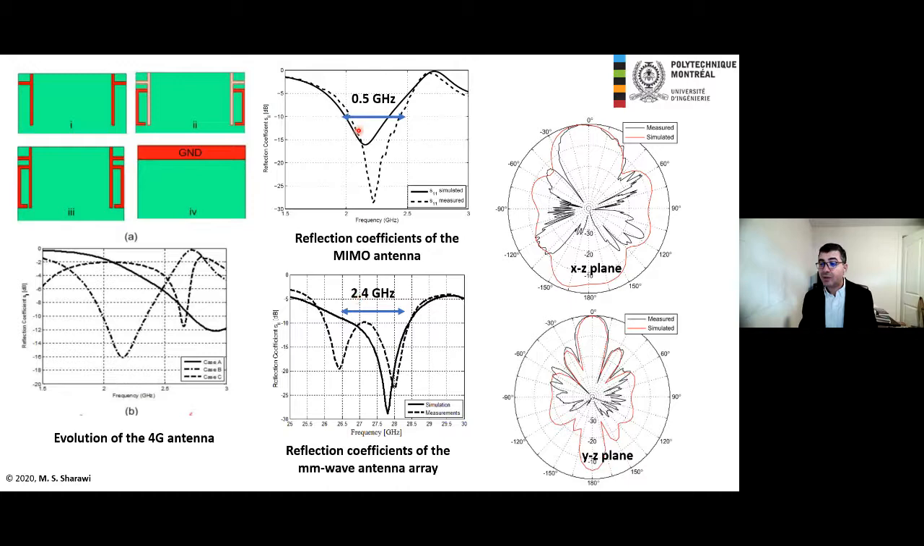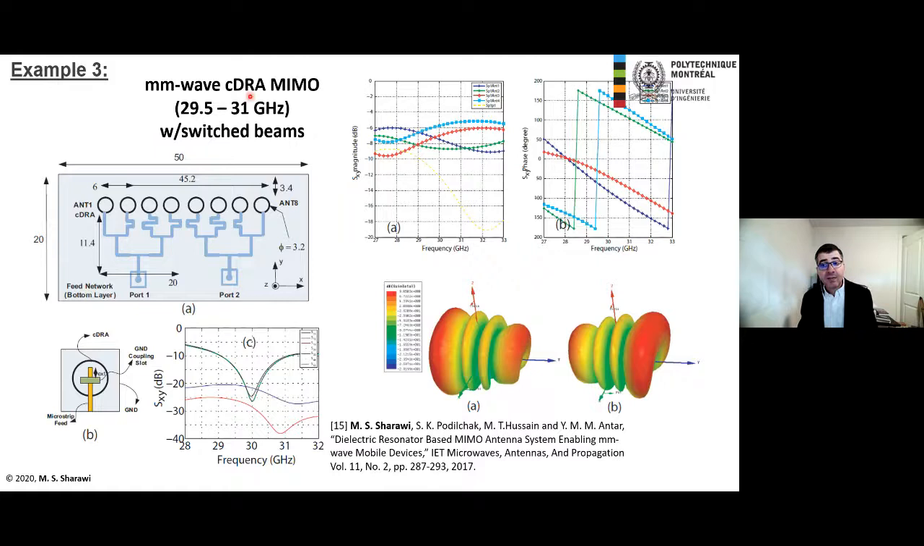Another example at millimeter waves was using DRAs. And as we all know, DRAs are known for their higher efficiency at higher bands because they are non-metallic. So their radiation efficiency is extremely high as compared to patches, for example, at millimeter waves. We came up with the first fixed beam switchable MIMO antenna array at millimeter waves also a long time ago. And it was operating around 30 gigahertz. It consisted of two subarrays of cylindrical DRAs with fixed feeding networks to tilt the beams left and right.